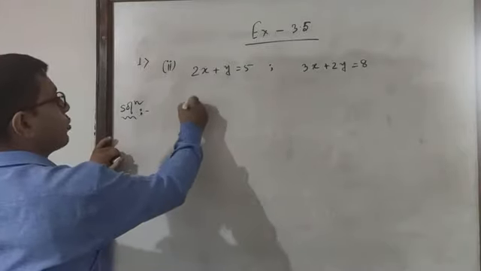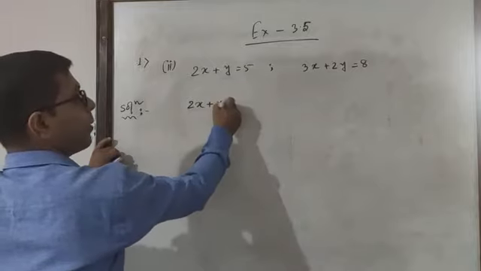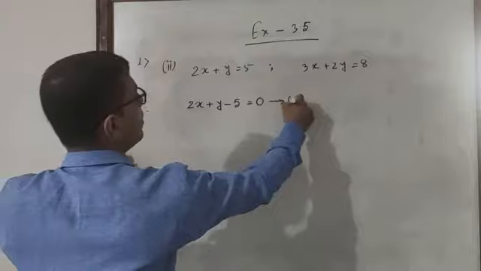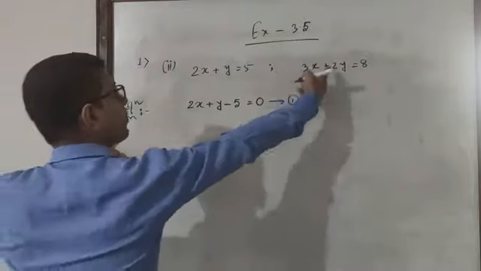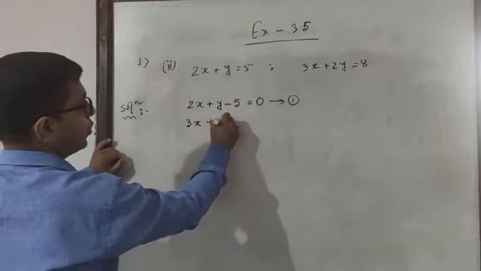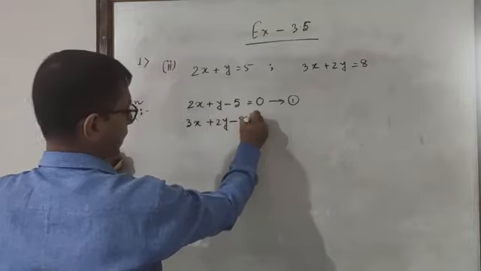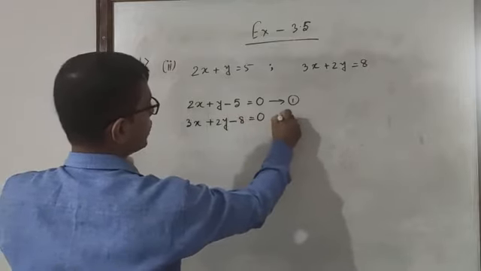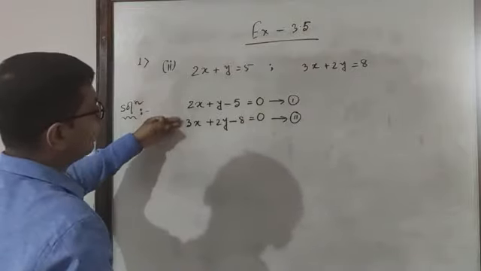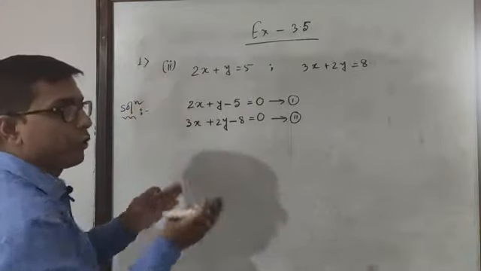That means how will you write solution? 2x plus y, 5 हमें यहाँ पे इस ओर ले आना है, so -5 is equals to 0. This will be equation number 1. And the second equation I am going to write like this: 3x plus 2y. अभी 8 को इस ओर लेके आना है, -8 is equals to 0. This will be equation number 2. Now, how will you solve this? First of all, you have to verify whether the equations have unique solution or not.